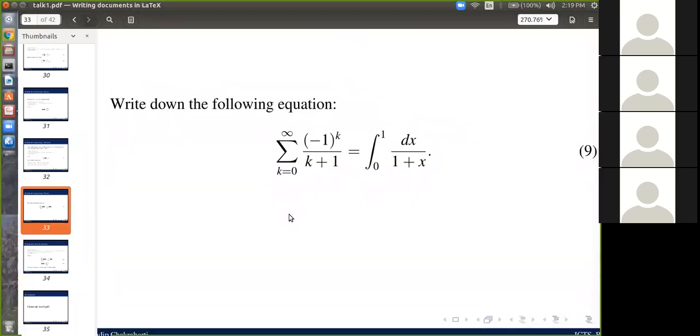Right now, sum over k equal to 0 to infinity, minus 1 to the power k by k plus 1 is equal to integration 0 to 1 dx by 1 plus x. So I'm going to type this. This is the last thing.